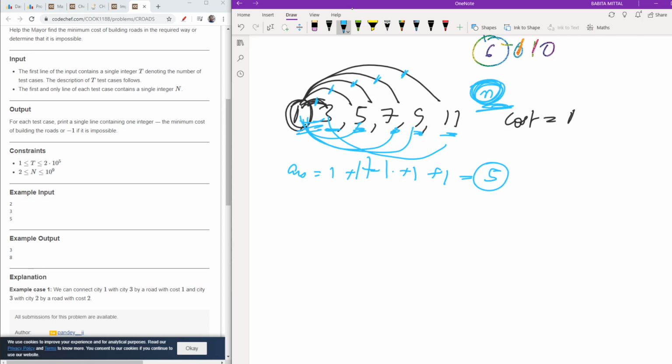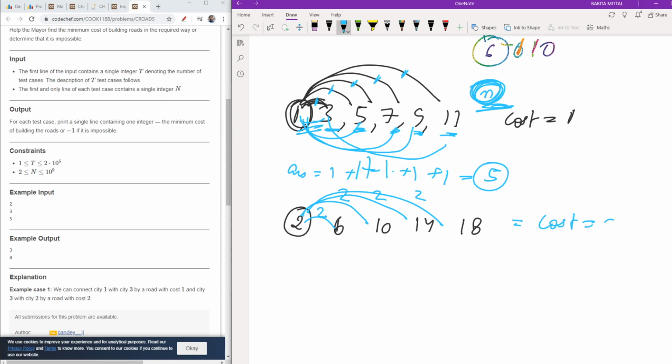So the first thing which strikes my mind is, let's take another example also. For example, if I want to attach something with 2, how will I attach it? I will attach 2 to 6, 10, 14, 18 and so on. So here the cost is 2, because basically I'm adding it. Here the cost is 2, here the cost is 2, so basically here the cost is 2.